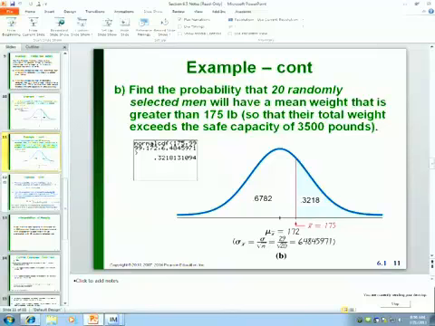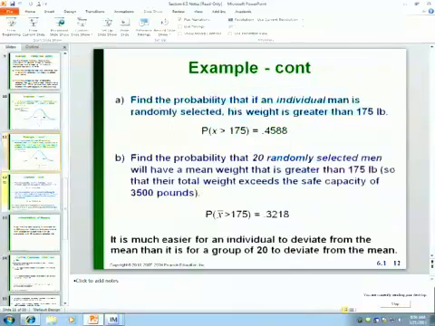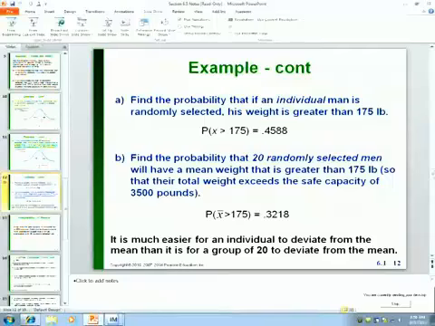Nope. Two more things. Finishing up that example then, the probability that an individual weighed more than 175 pounds was about 46%. But in the B part, the probability that a group of 20 men would have a mean weight greater than 175 pounds was only about 32%.